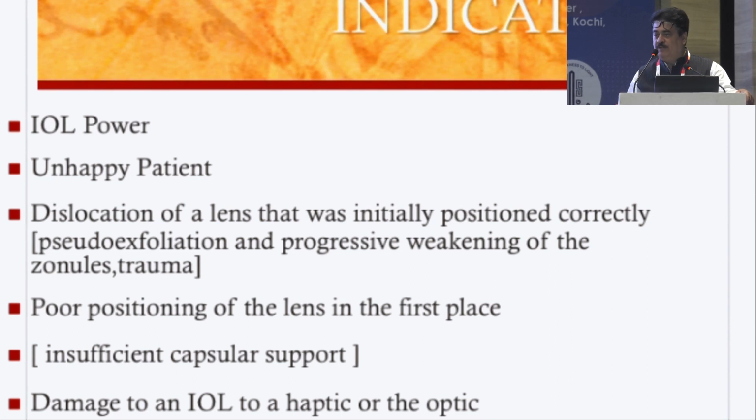We have to exchange it because of the halos and other things. Dislocation of the lens that was initially positioned but changed later on. Poor positioning of the lens, PCR, even then you have put the lens inside, the lens is decentered. So these are damage to an IOL haptic during the insertion. These are the common things where we have to make an exchange.